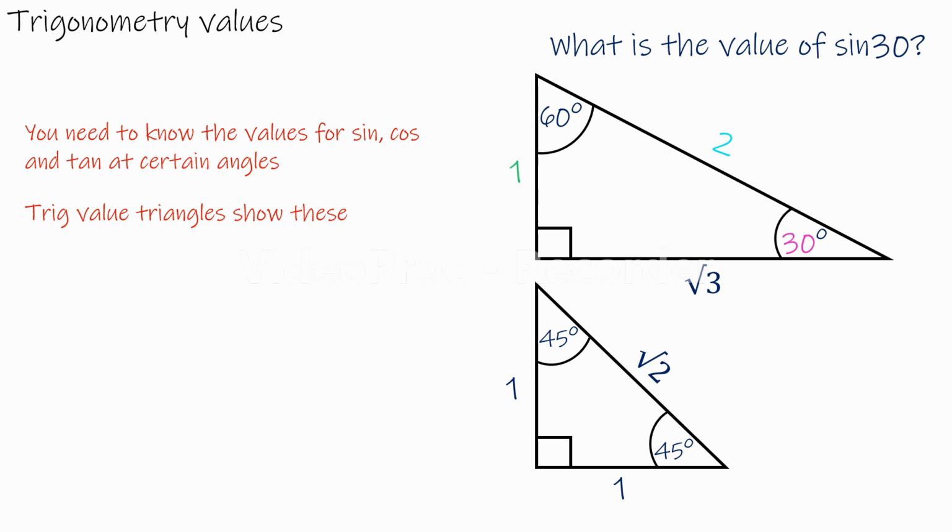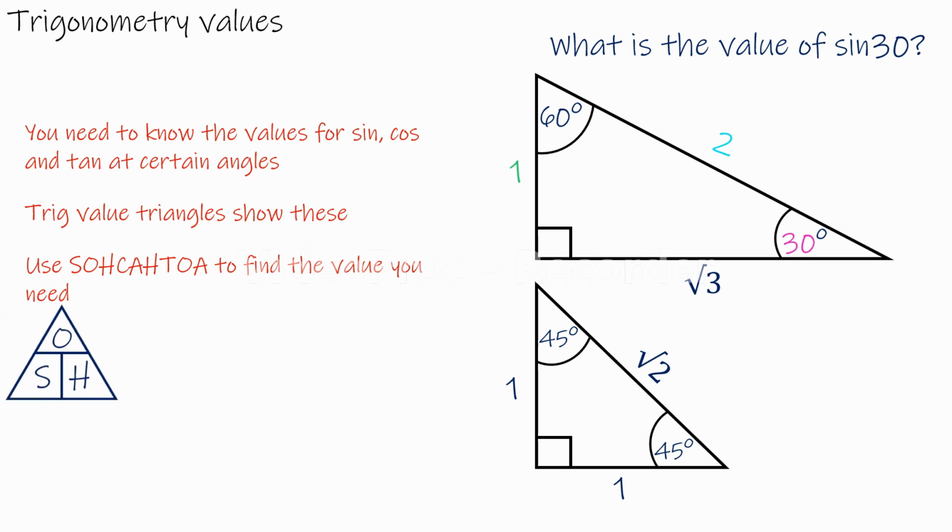Now, to find the value of, for example here, sine 30, all we need to do is use SOHCAHTOA. If you don't understand SOHCAHTOA or would like a recap, I have a video up on my channel going over it in complete depth. Now, we're going to use the formula triangle SOH here, as sine is involved, and the only formula triangle which involves sine is the one that includes the S, so SOH.